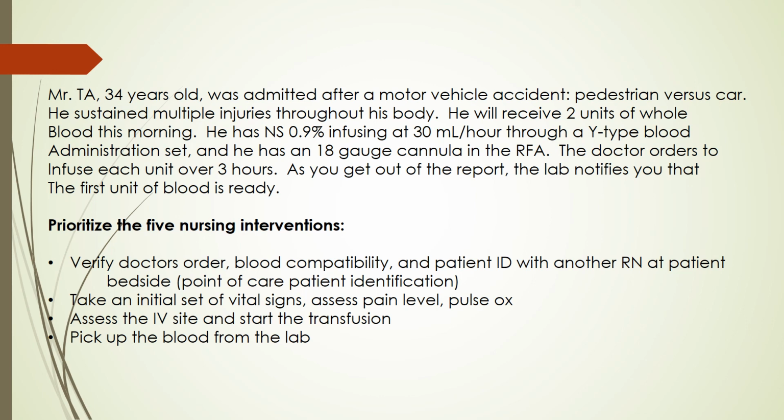So the 5 nursing interventions, I hope what you picked first was take an initial set of vital signs, assess the pain level, and look at the pulse oximetry. Then you want to pick up the blood from the lab. You verify the doctor's order, the blood compatibility, and the patient ID with another RN at patient bedside. You need to do that point of care patient identification. Then you'll assess the IV site and start the transfusion.